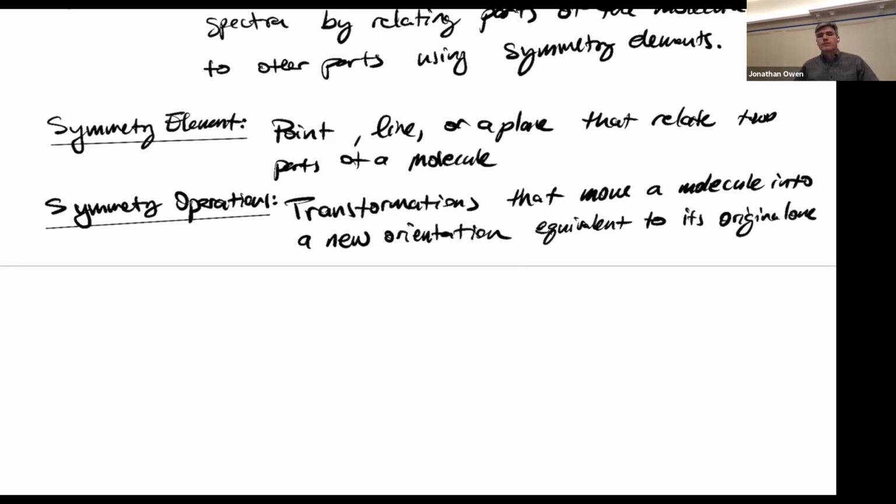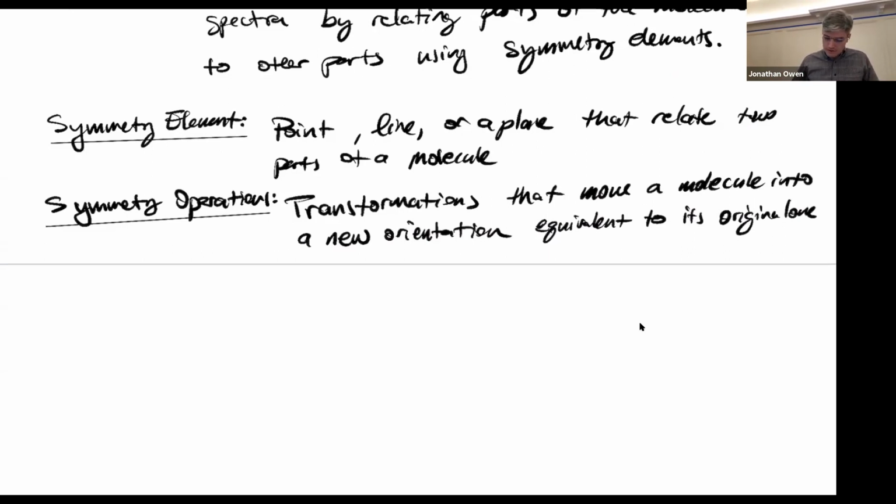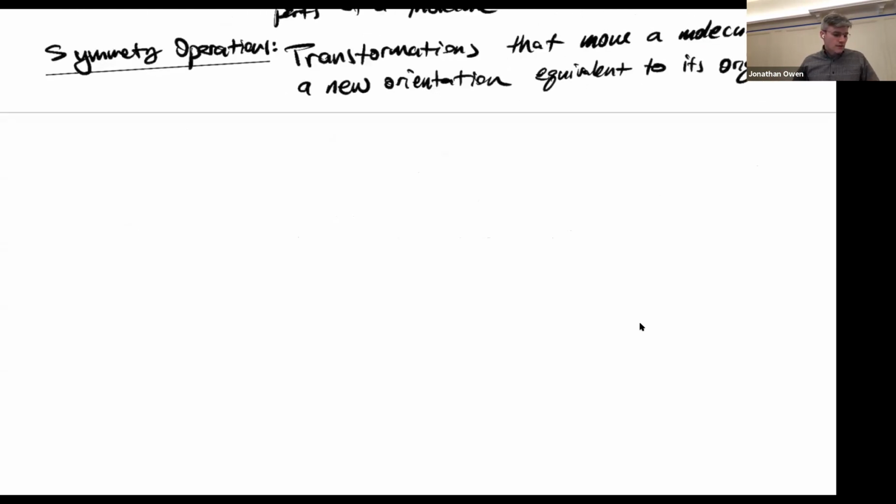Okay, so something has a plane of reflection symmetry, and you apply that operation where you reflect the molecule. It has to look like it did before you did the operation, or else it's not a symmetry element. If that makes sense. Or yeah, that plane is not a symmetry element if it doesn't retrieve the equivalent orientation. All right, so let's take a look at some types of symmetry operations we're going to be working with here.